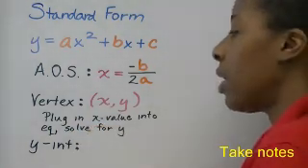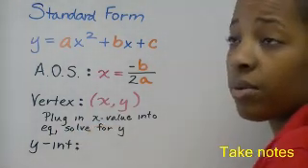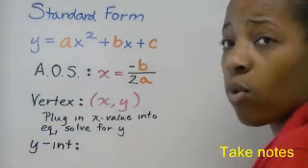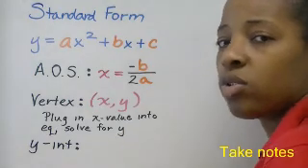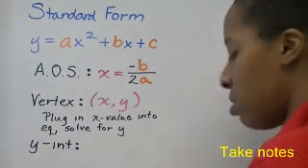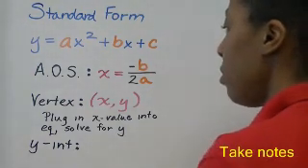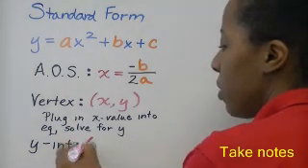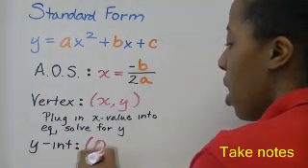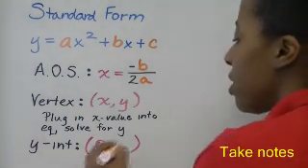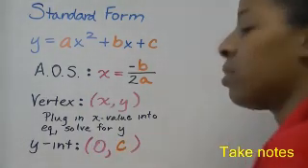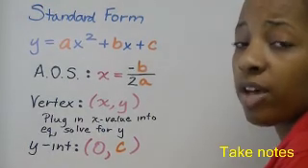Okay? And lastly, the y-intercept. Remember, the y-intercept is the point of the parabola that actually hits the y-axis. So that one's going to be 0, comma, wait for it, your c value. 0, comma, your c value.